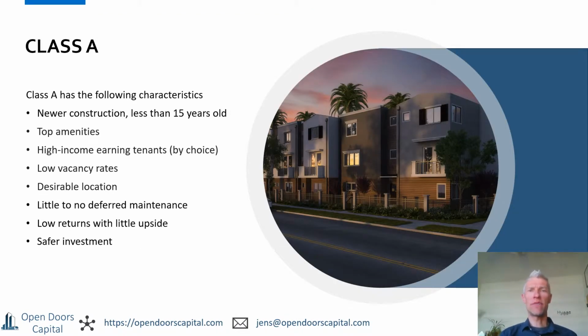Class A properties have the following characteristics. They're newer constructions, typically less than 15 years old, similar to the picture you see in the background here. They have top amenities such as gyms, pools, tennis courts, or other things. Their tenants are typically high-income earners. They're tenants by choice. They actually choose to rent versus buying a house. The properties typically have low vacancy rates. It's in a desirable location with easy access to shopping and dining and so forth.